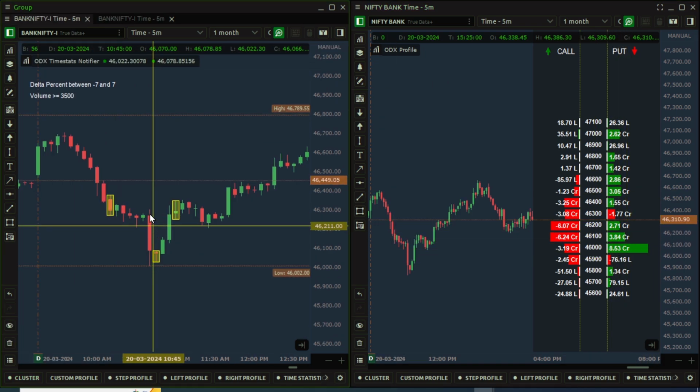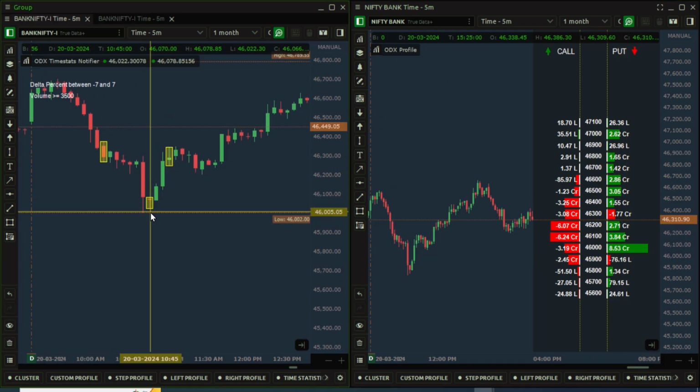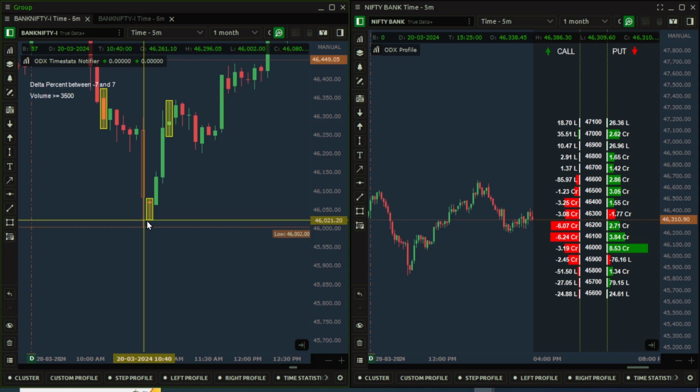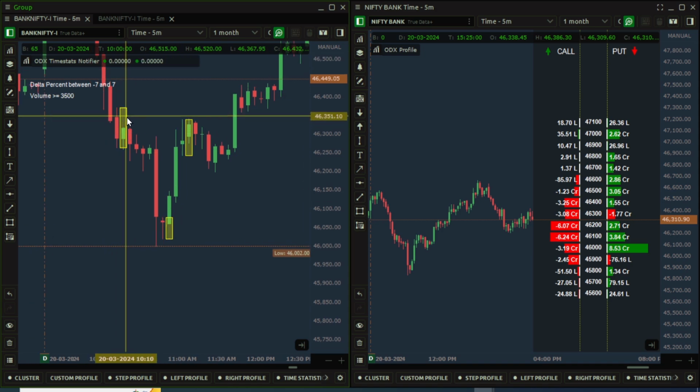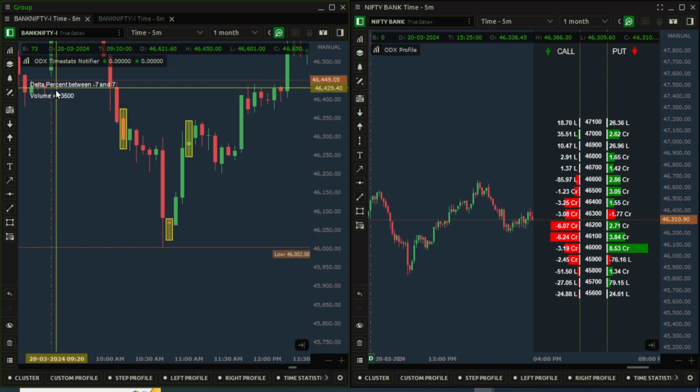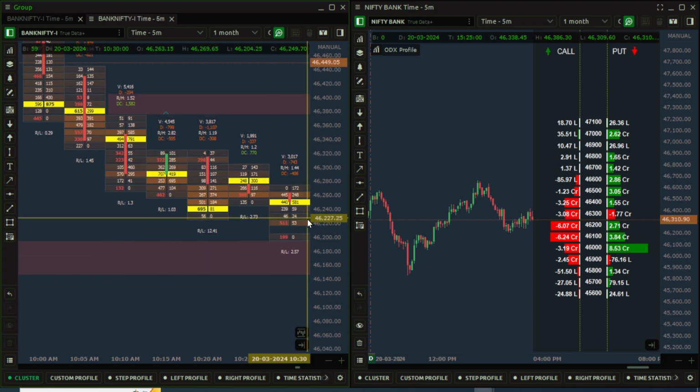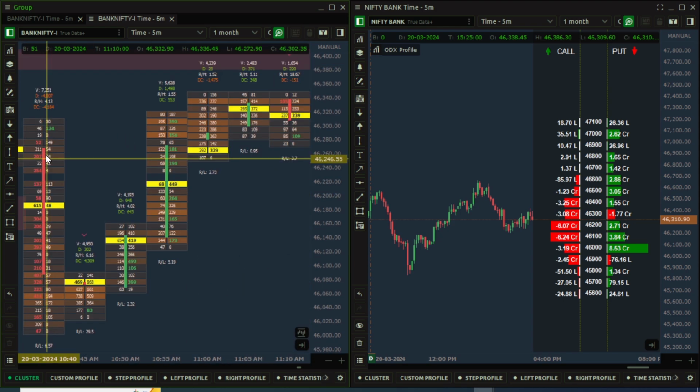Now let us look at the other one. So this is almost at the day low. Generally, I prefer the day low candle, but it's almost near, so it is still okay. If you see, it is meeting our criteria of delta percent -7 to +7, and the volume is more than 3500. So what we will do is check the order flow also once, what it shows.